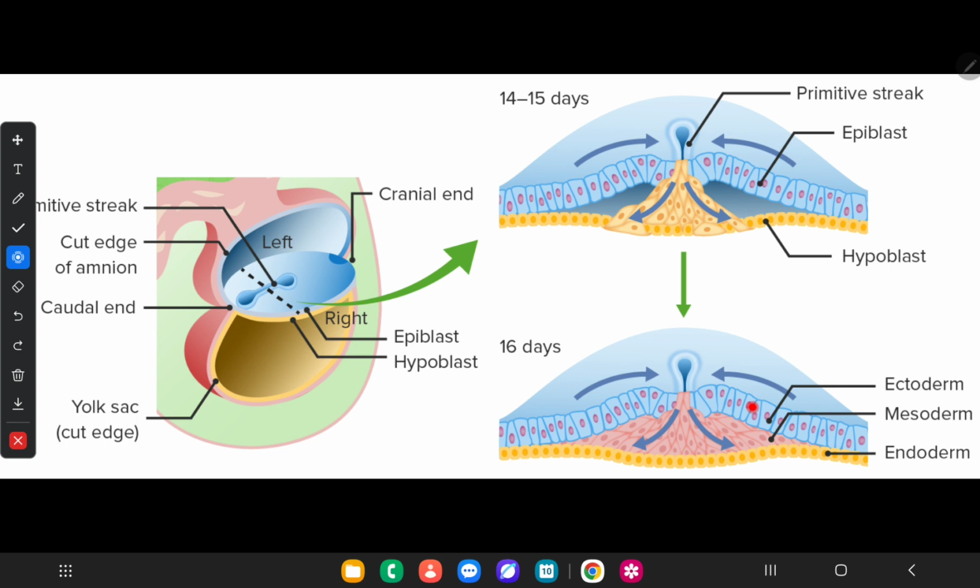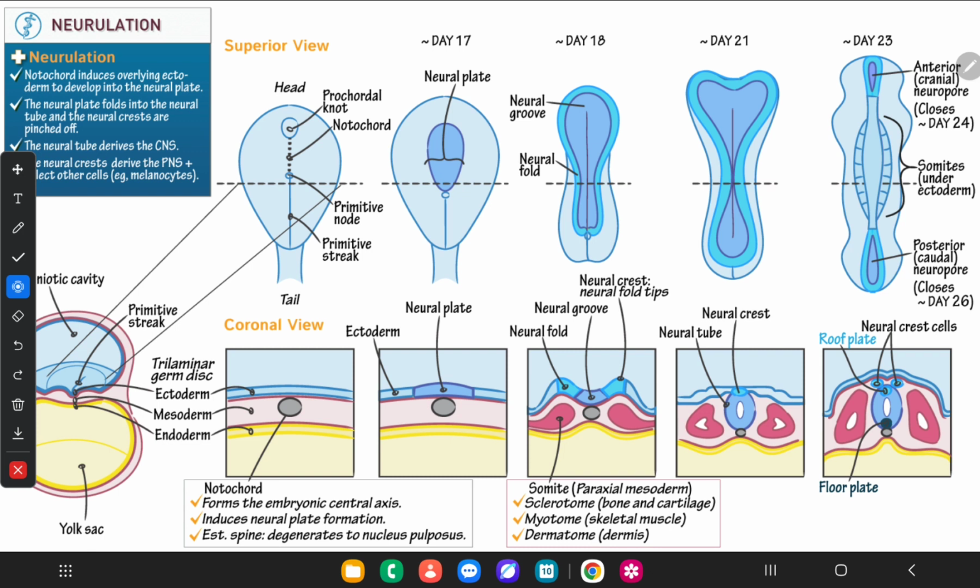Now we will see the neurulation process, that means the neural tube formation. Hope this diagram is clear for you. Here you can see the yolk sac, then the amniotic cavity, and the three layers, ectoderm, mesoderm, and endoderm. Here the lower part you have the coronal view, and the upper part you have the superior view.